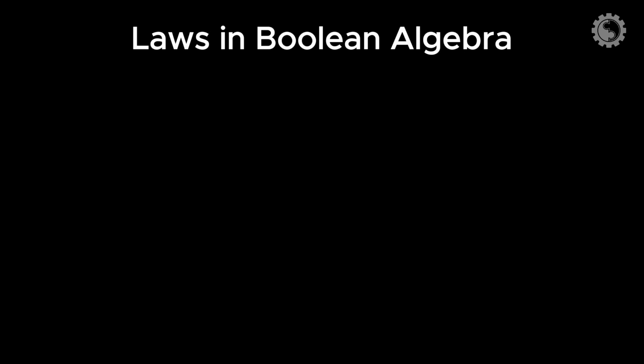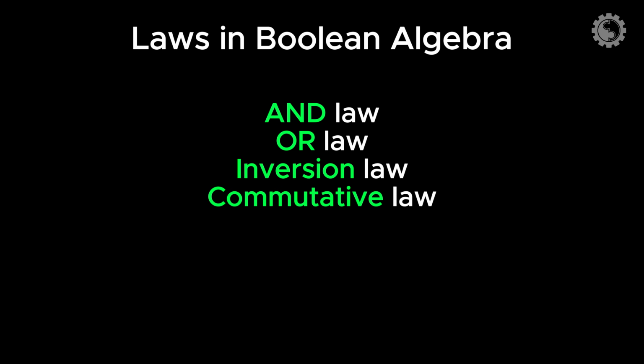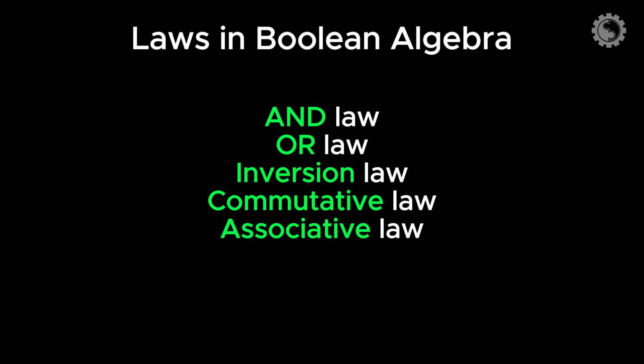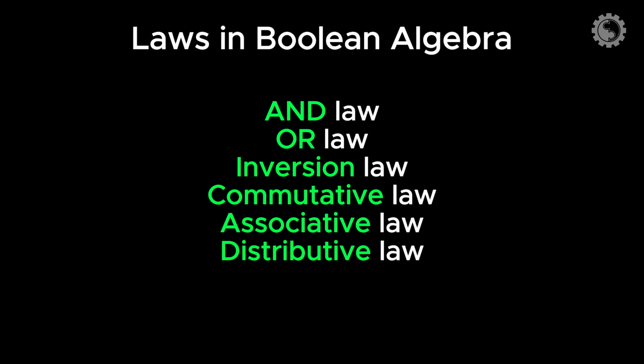Boolean algebra has some laws built in. These are the AND law, OR law, inversion law, commutative law, associative law, and distributive law, where the AND, OR, and inversion laws use the same operations which we saw previously.